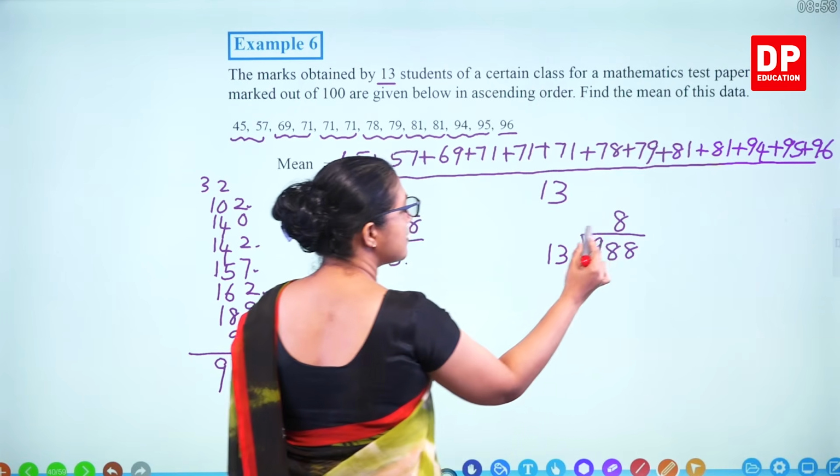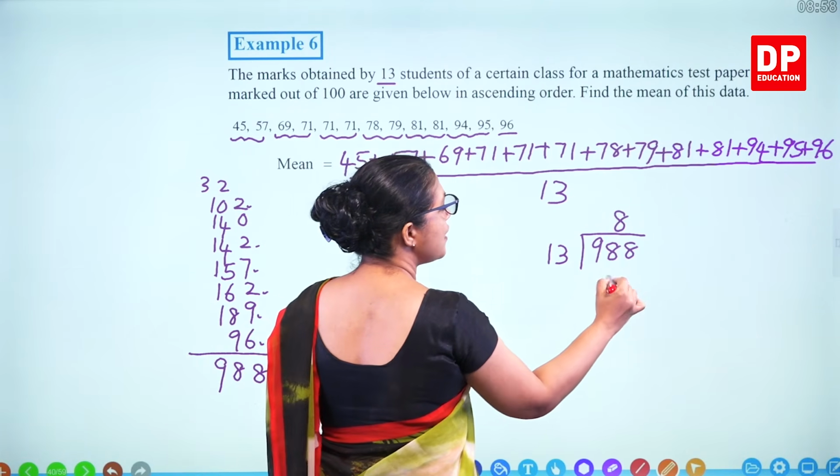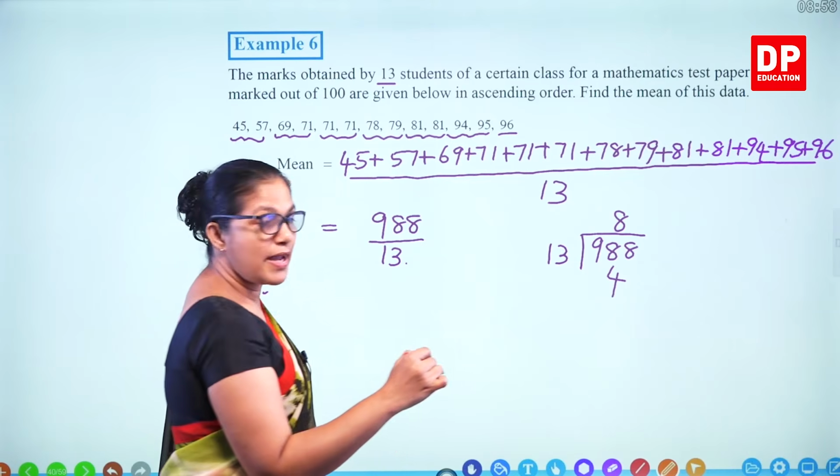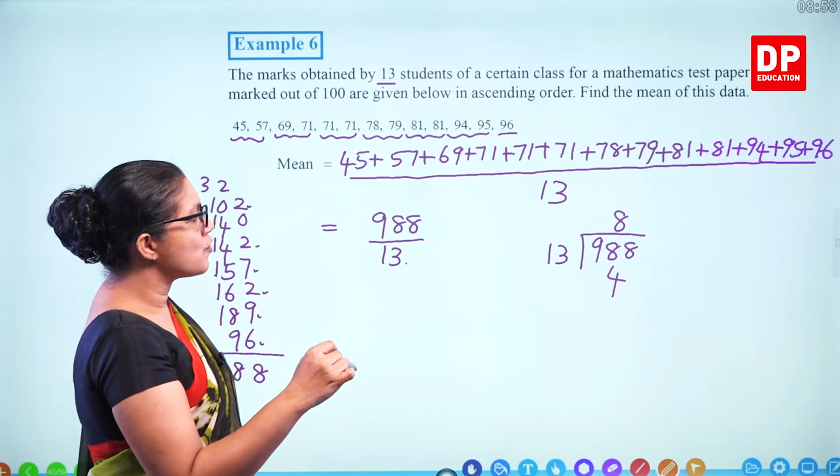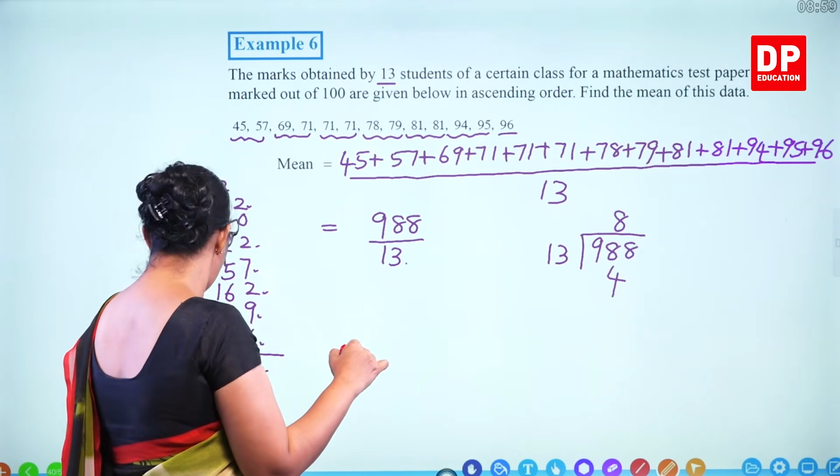8 is what you can get. 13 times 8: 8 times 3, 24. 2 remaining. 8 times 1, 8 plus 2, 10. No, that's 7.